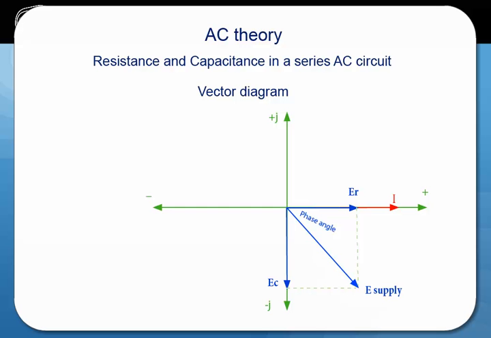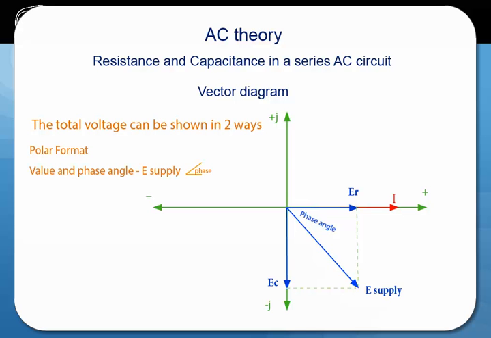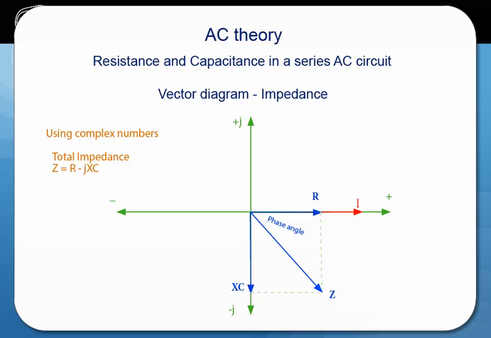The supply voltage can be calculated by completing the square and determining the magnitude of the diagonal. The voltage can be represented in two ways. Polar format, which is the voltage and a phase angle. The phase angle in this case is negative. Rectangular format, which is a complex number, which consists of a real part and an imaginary part, with a prefix J, which is often called operator J. The vector diagram can be used to represent resistance, capacitive reactance, and impedance.